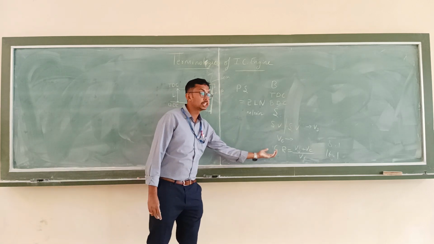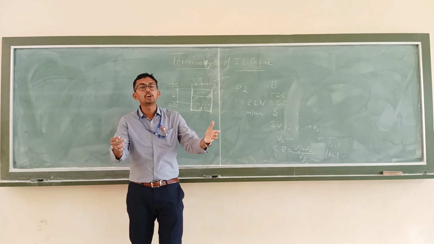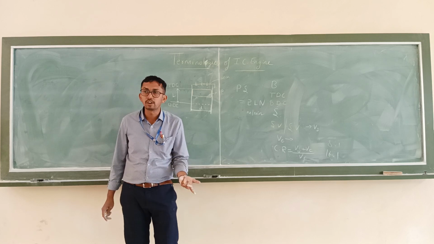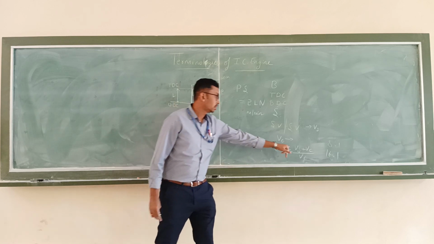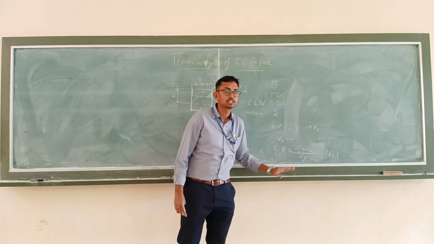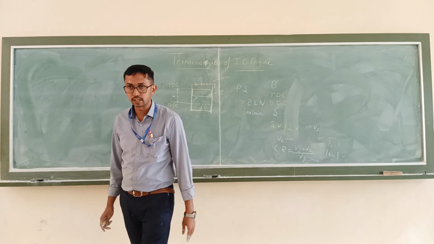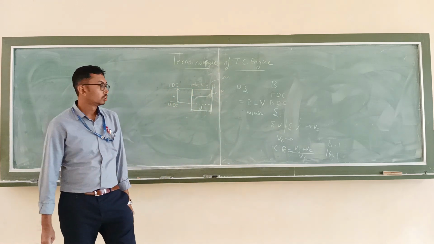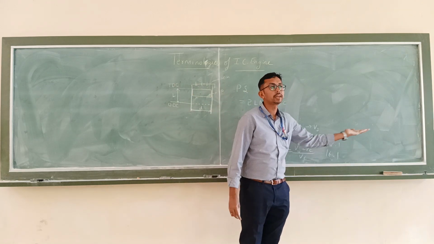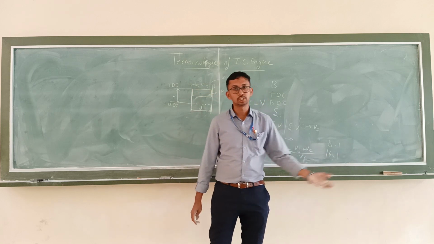Next one, compression ratio. It is the ratio of total volume of cylinder to the clearance volume. What is the total volume of the cylinder? It is Vs plus Vc, that is stroke volume plus clearance volume, divided by clearance volume. You are going to get the compression ratio. For the petrol engines, the compression ratio will usually be 8:1, whereas for the diesel engine it will be 16:1.